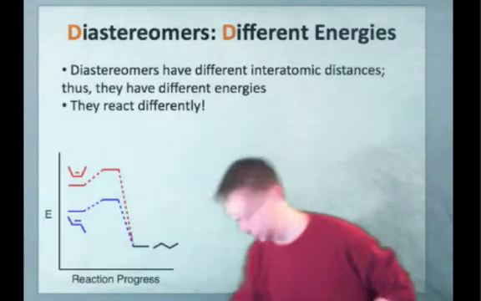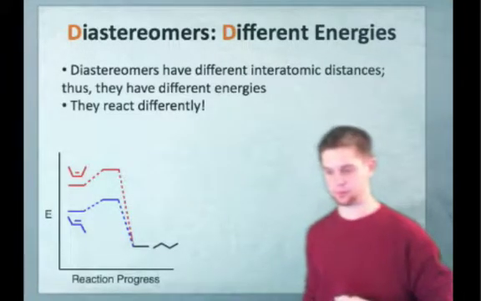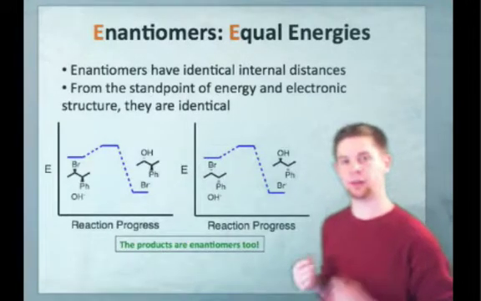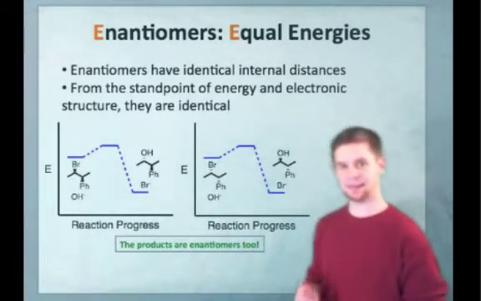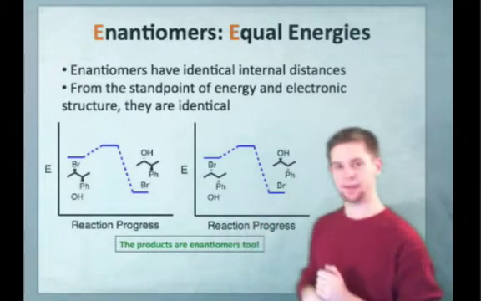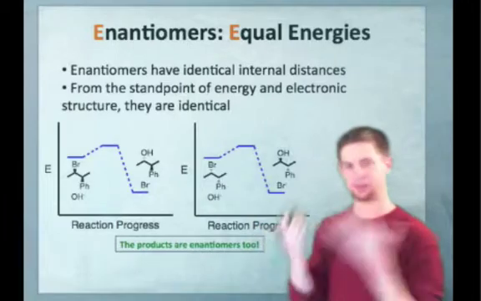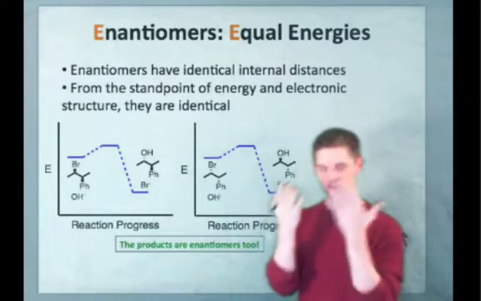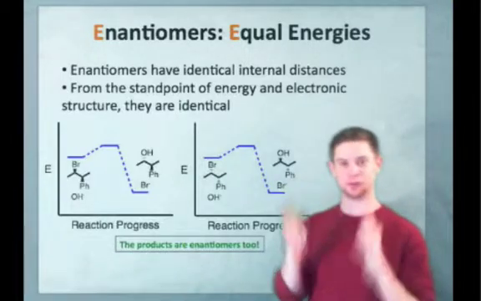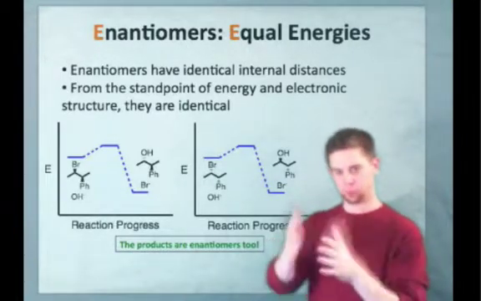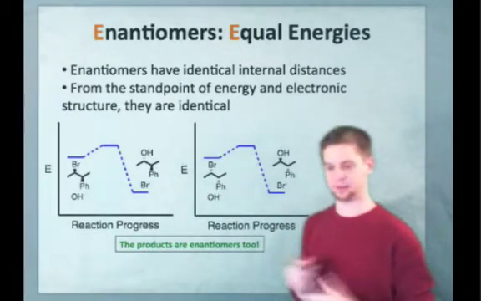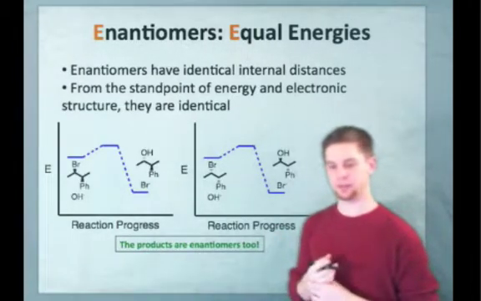Contrast that now with enantiomers, which are molecules that possess equal energies. They have the exact same internal distance matrices. The only way they differ is in shape. So for instance, of course, the classic example is your two hands, right? All of the internal distances within your hands are the same, and assuming the strength of your two hands is identical, with any non-handed object, your two hands will interact exactly the same way. Enantiomers exhibit the exact same properties.